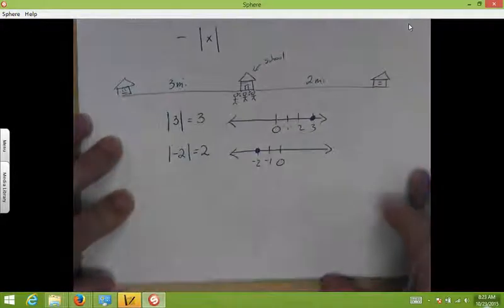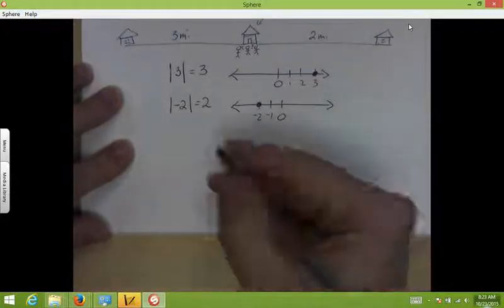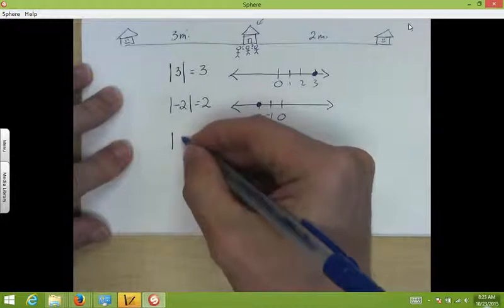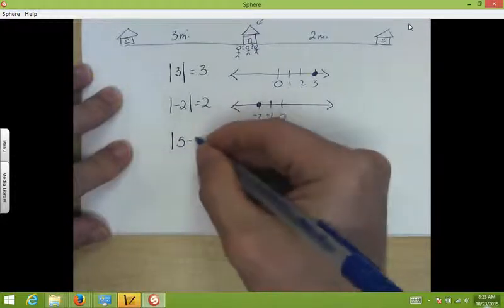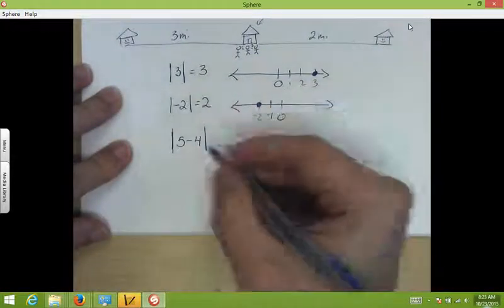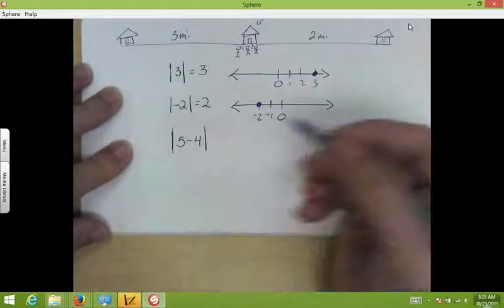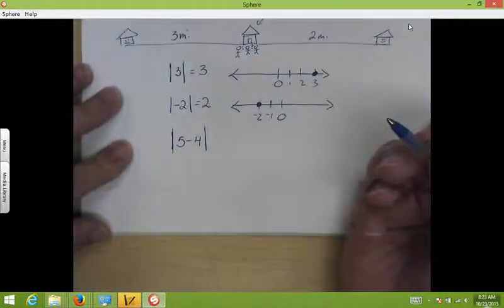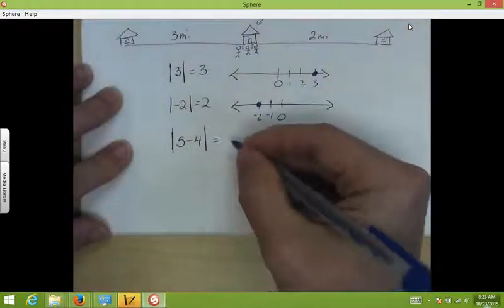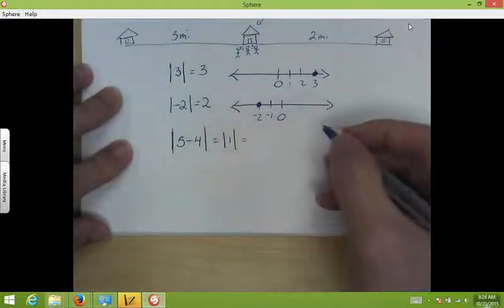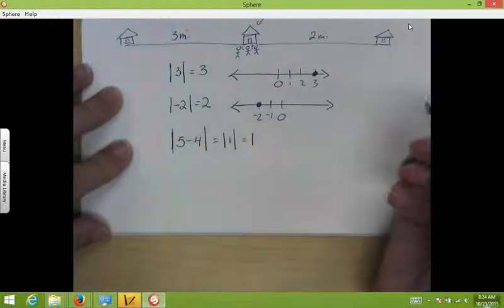Now, to make things a little bit more complicated, let's say you had absolute value 5 minus 4. First thing you do is you solve whatever's inside the absolute value. Simple. 5 minus 4 is what? 1. So this becomes absolute value of 1. And how far is 1 from 0 on a number line? 1. So it equals positive 1.